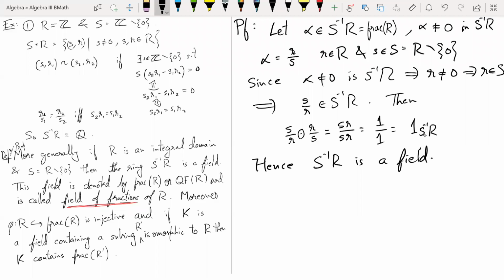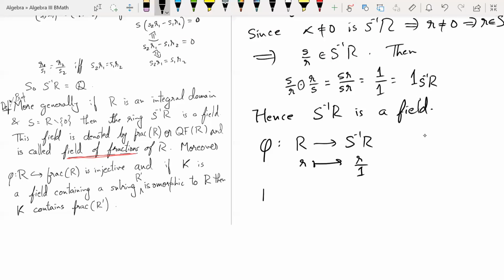Now the other thing we want to show is that this is in some sense the smallest field containing R. We want to show the moreover parts. Sorry, we have to show that the map R to S inverse R is injective as well. Recall phi is a map from R to S inverse R, which sends R to R over 1. So we want to show that phi is injective.